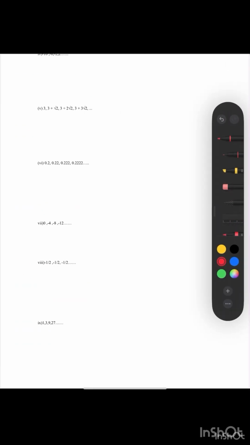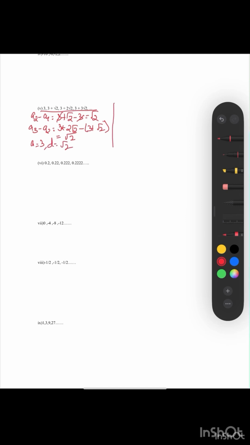Next question is 3, 3 plus under root 2, 3 plus 2 under root 2, 3 plus 3 under root 2. Clearly looking over here, we can say that A2 minus A1 is 3 plus root 2 minus 3, which is root 2. Again, A3 minus A2 is 3 plus 2 root 2 minus 3 plus root 2. Simplifying it, 3 and 3 will get cancelled. So we would be left with 2 root 2 minus root 2, which is going to be equal to root 2. Since the difference in both the cases is same, d is going to be root 2.